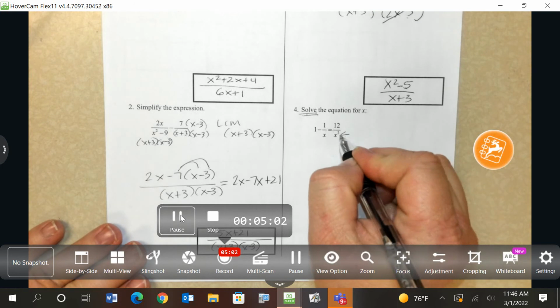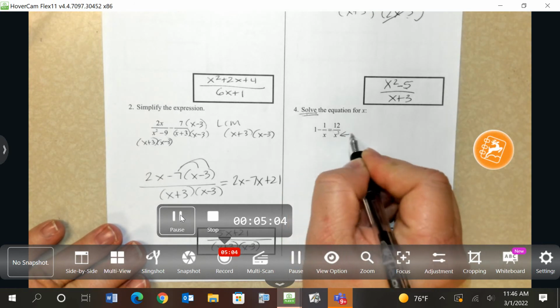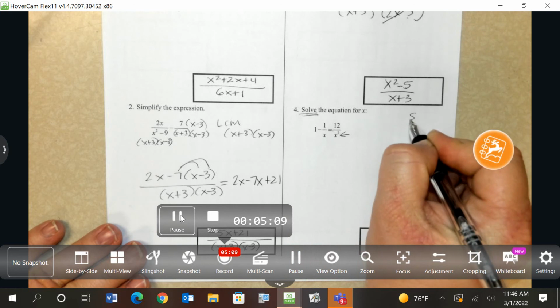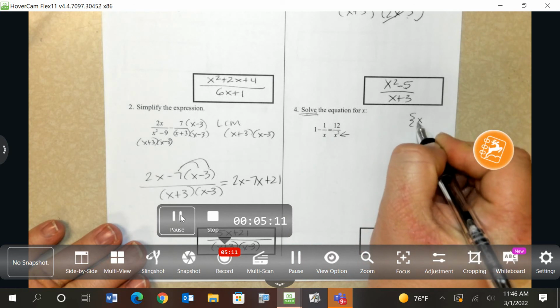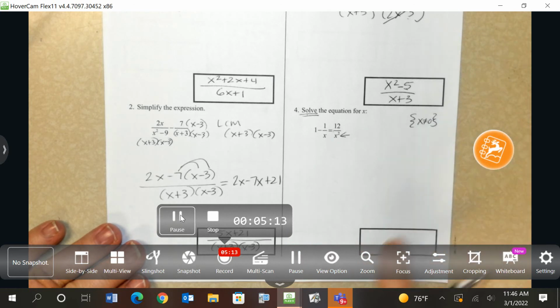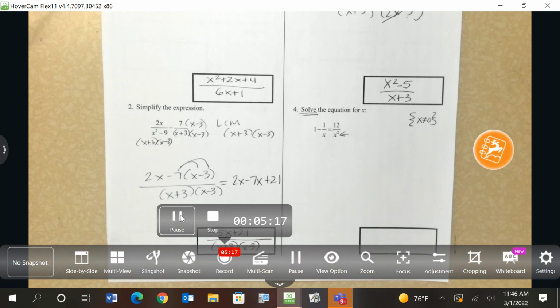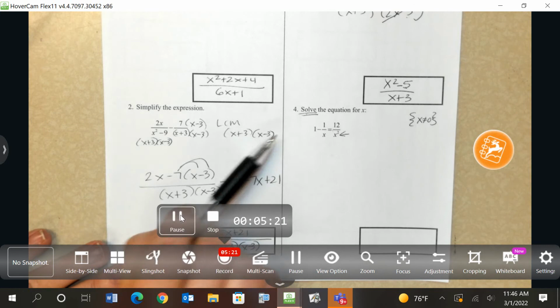And notice that, remember, we can never have a denominator that equals 0. So the only number I would plug in and be in trouble with is if x is 0. I know x cannot equal 0, otherwise I'd have 0 on the bottom in the denominator position. Okay. So, how do I solve this?